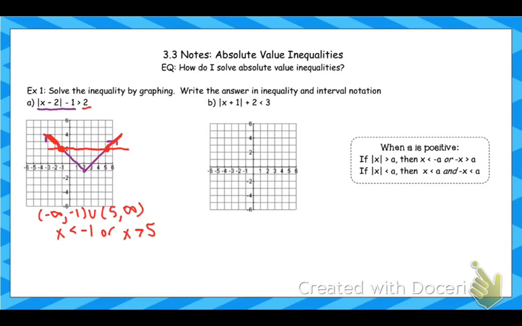All right, so let's look at the next one. Same thing, I'm going to graph this function here. That's going to have a vertex of (negative 1, 2). Slope is 1. And then I want to know when that function is less than y equals 3. So there's the line y equals 3.